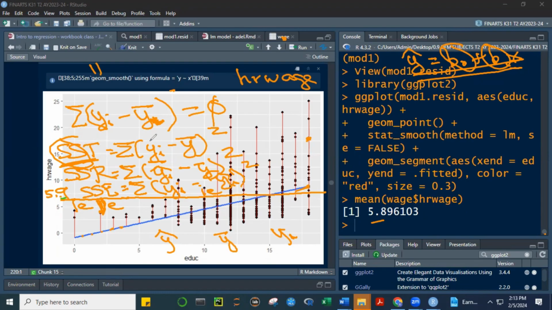Si SST, class, tingnan nyo na yung formula and you won't get lost here. You're just comparing ano ba yung Y sub I. Ito, Y sub I ito, no? Ano yung Y bar? Ito yung Y bar. Ang corresponding Y bar niya, itong orange ito, which is just 5.896. Yung line na yun, di ba? Y is equal to 5.896. Yung line na yun, Y bar.